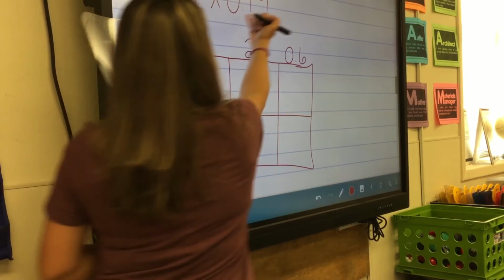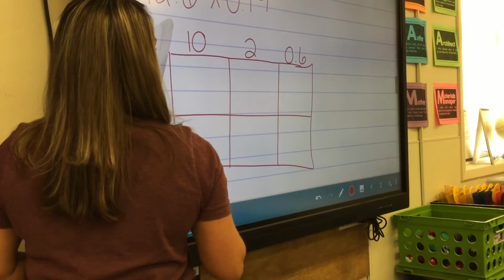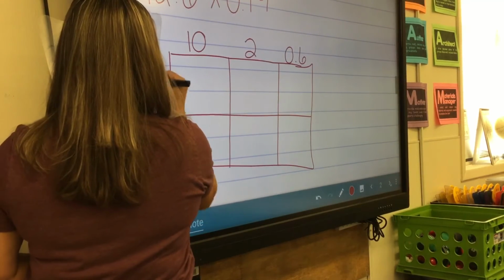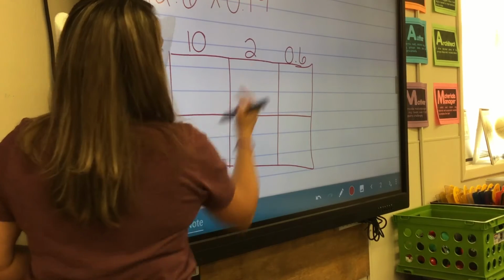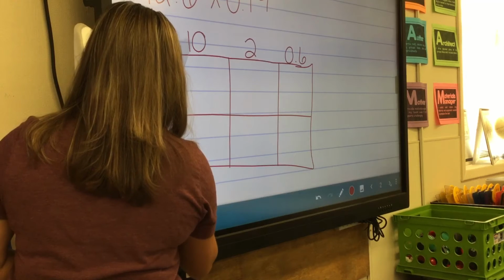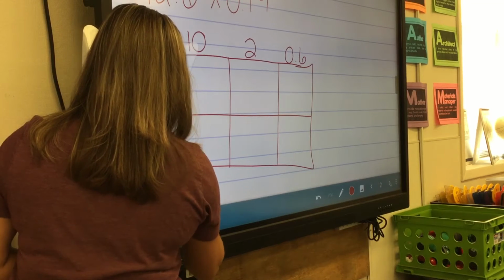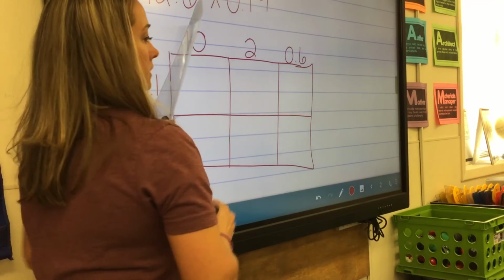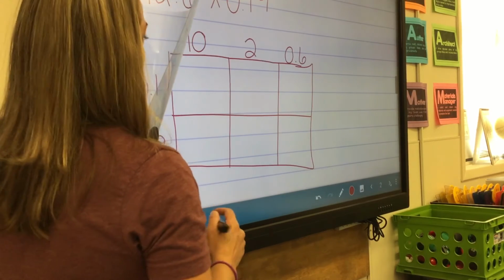So then I break this down. How many tenths do I have? 1. I have 1 tenth, so 0 and 1 tenth. And then how many hundredths do I have? 9. So I have 0.09 because I've got to hold the tenths place. So now I'm going to go through and multiply.